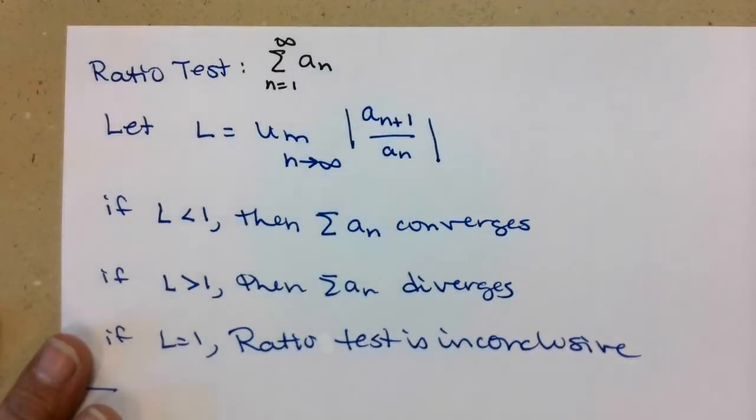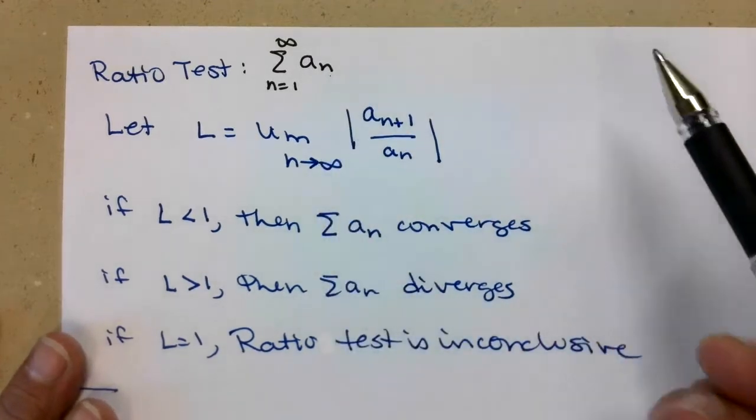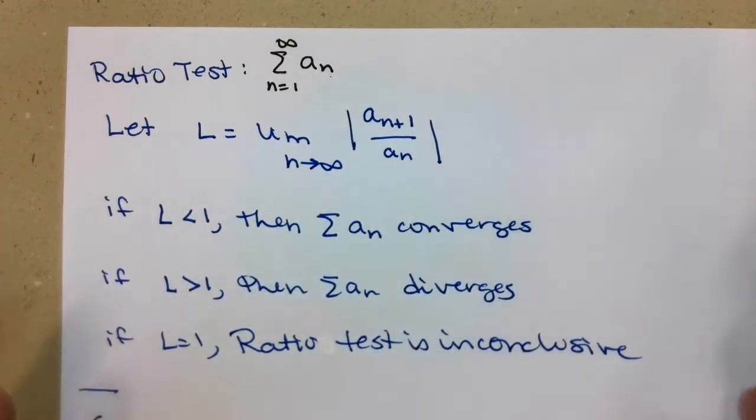So the ratio test is yet another way that we can determine if an infinite series converges or diverges. So here's what we're going to do. Here's how the ratio test works.